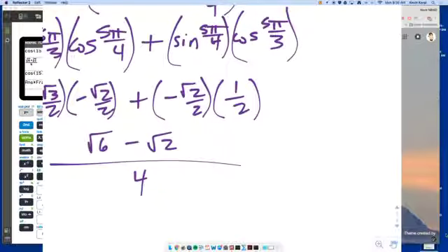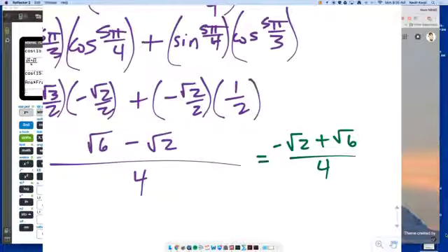If you put negative square root of 2 plus the square root of 6 over 4? No, that's fine. It's the same number. On a multiple choice, though, if one of them was negative and the other was positive, I would probably put the positive term first as an answer choice.